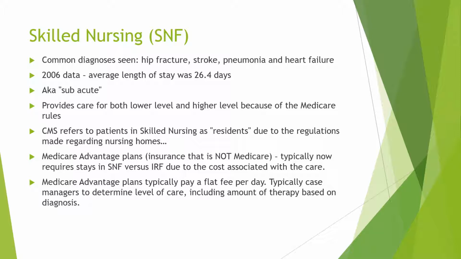IRFs are seen more for acute type cases, whereas skilled nursing is more the subacute. So even when you see the common diagnoses of hip fracture, stroke, pneumonia, heart failure, a lot of these could actually qualify for inpatient rehab facility, assuming they meet all the other criteria. So again, they have to be able to tolerate the 3 hours of therapy per day, etc. So it might come to a point where in an inpatient rehab facility, if the patient is not appropriate to continue on for one reason or another, then they might end up in a skilled nursing facility.